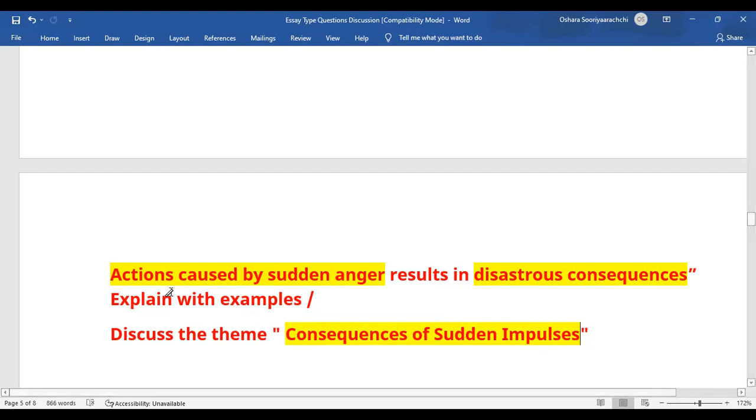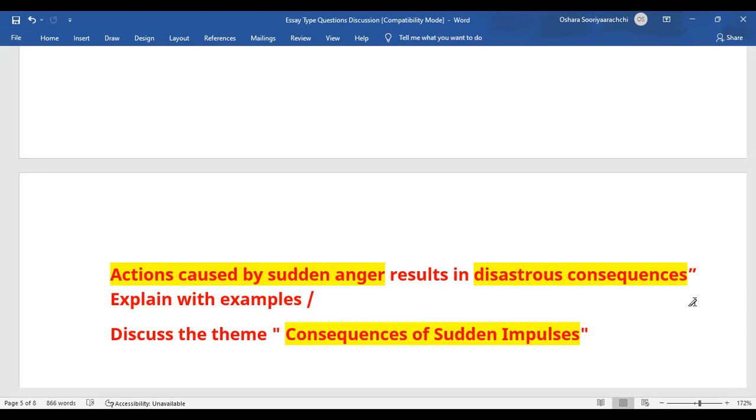So when we take the poem Farewell to Barn and Stack and Tree, the action caused by sudden anger is the death of Morris, right? Who got the sudden anger? Who was hot-tempered? The narrator, the speaker of the poem. So as a result, what happens? He kills his own brother, Morris, out of sudden anger. And what are the disastrous consequences? Consequences means the results. What are the results that the narrator got after responding to the sudden anger he got? Out of sudden anger, he has killed his brother.